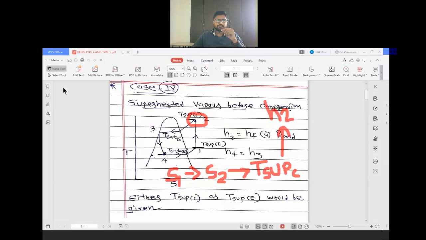Clear? Or sometimes, if this temperature were given, then you could find H2 easily.